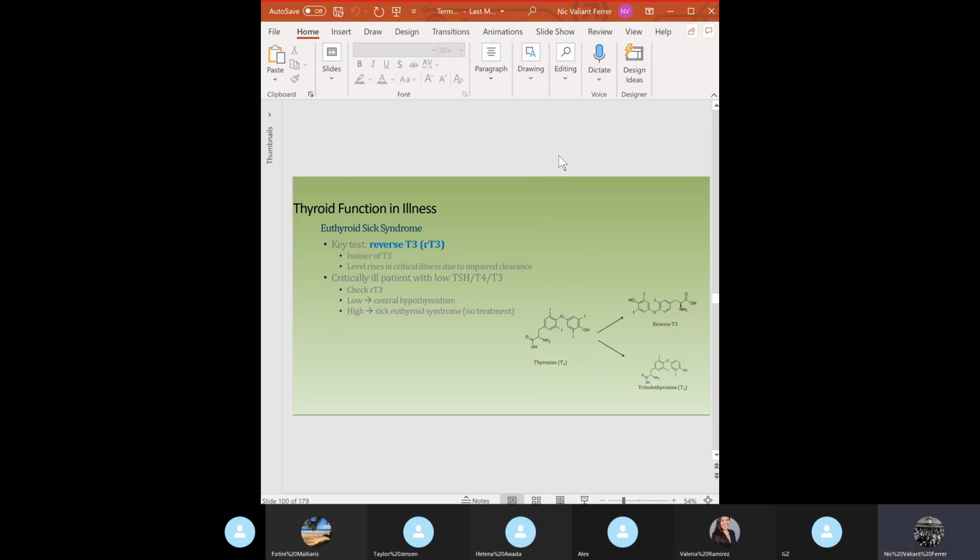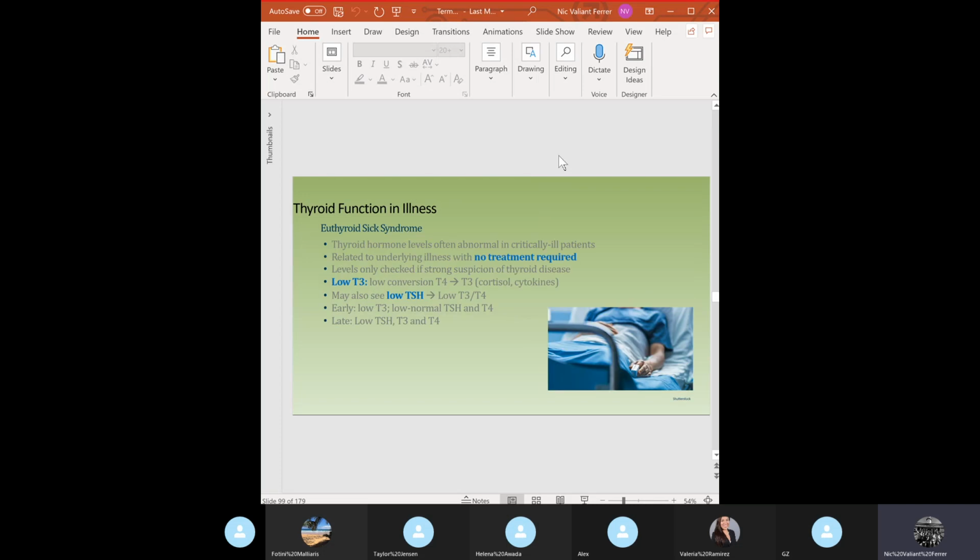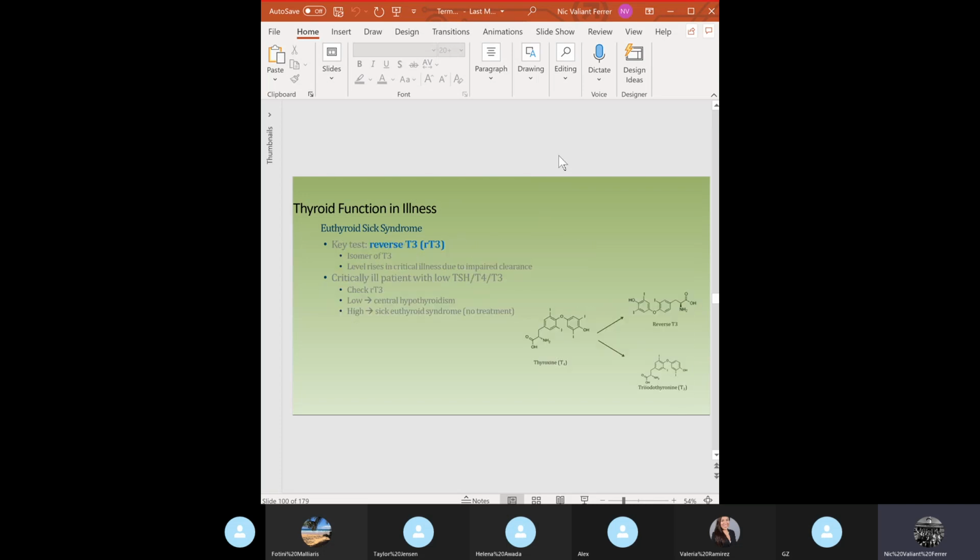Also, check reverse T3. If you're not sure yet, you check the T3, it's low, and you're not sure, check reverse T3. They're going to give you a value of your reverse T3. Then you already know if the reverse T3 is there, then the answer choice is euthyroid sick syndrome. So the reverse T3 only arises in critical illness due to impaired clearance.